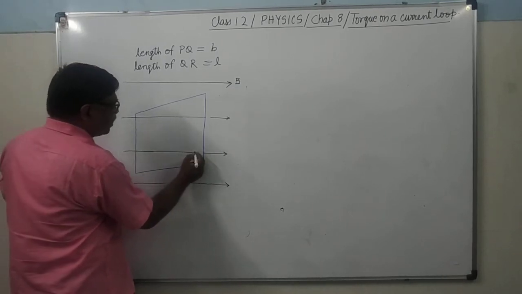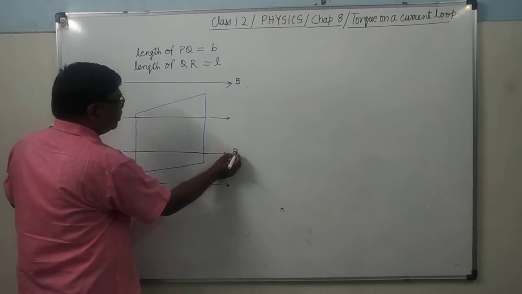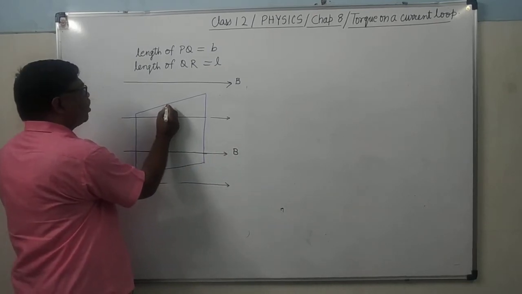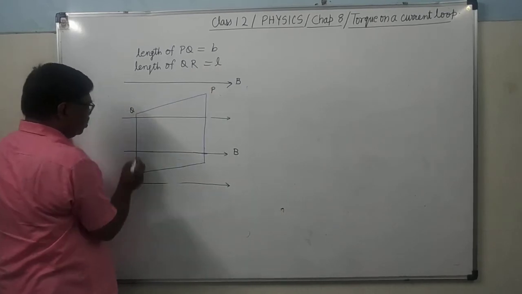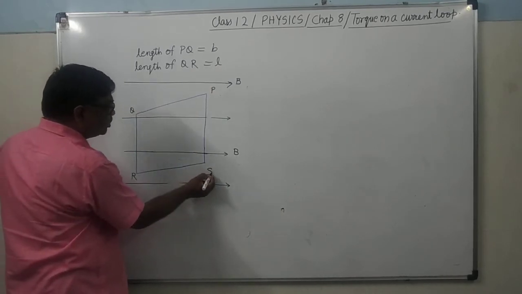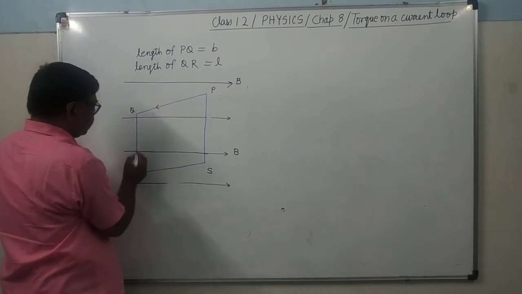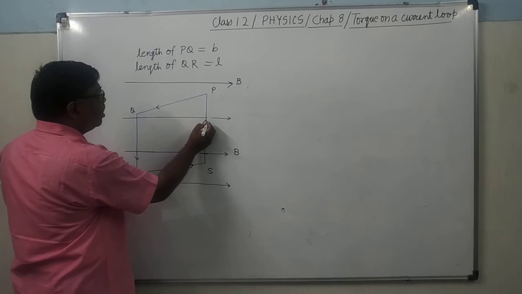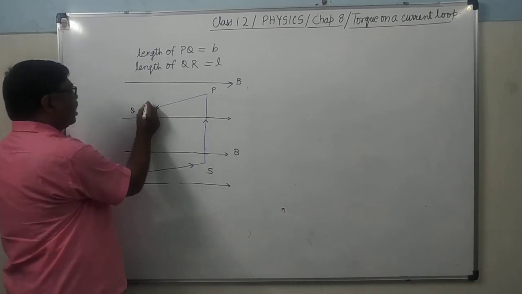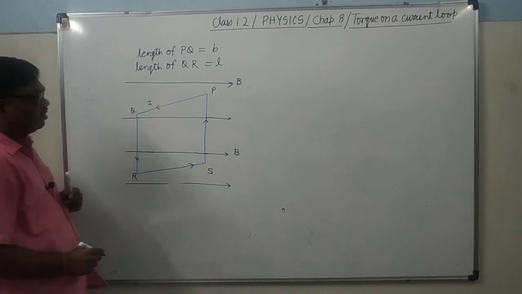This is the magnetic field B. Now, what is the normal on the plane of coil? This is P, Q, R, S. Current I is flowing this way. It's clear.